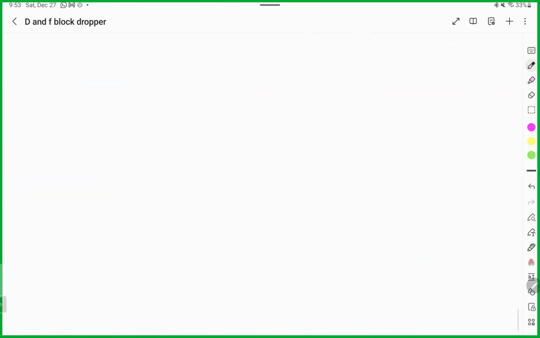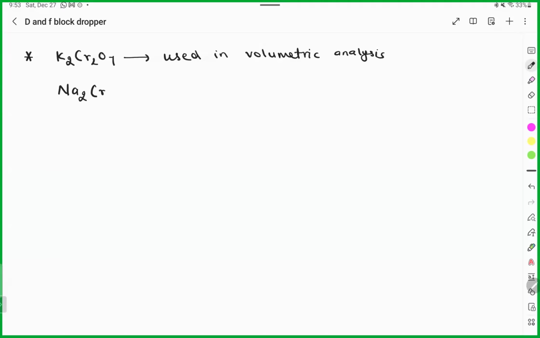In the starting of this chapter, I said that K2Cr2O7 is used in volumetric analysis. If it is used in volumetric analysis, why can't we use Na2Cr2O7?